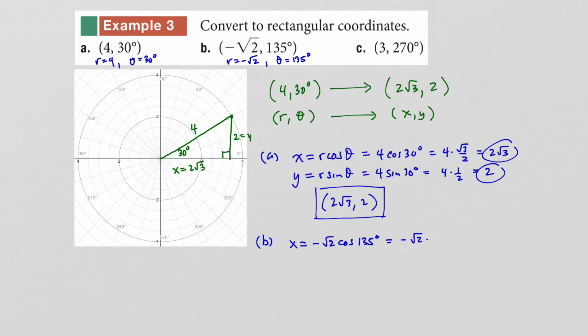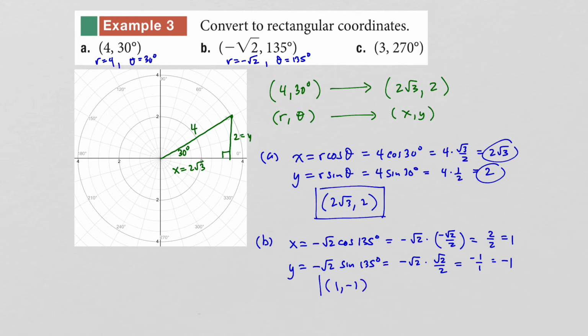The cosine of 135 is negative radical 2 over 2. And so what we get here is positive 2 divided by 2, which is 1, right? So negative times negative is positive. Radical 2 times radical 2 is 2, and then divided by 2. And for the y-coordinate, y is negative radical 2 times the sine of 135 degrees. And this is negative radical 2 times positive radical 2 over 2, which is negative 1. And so the rectangular coordinates here would be 1, negative 1.